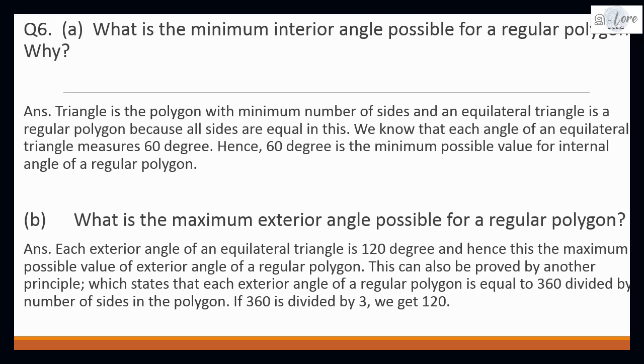If the sides are increasing, the angles also will decrease. So the minimum interior angle for a regular polygon is 60 degree. The maximum exterior angle for a regular polygon is also 120 degree. Both numbers will be satisfied only for an equilateral triangle. So please, if you have a doubt, since this kind of question will be asked in examinations, please draw such figures. You draw by yourself and get the solutions.